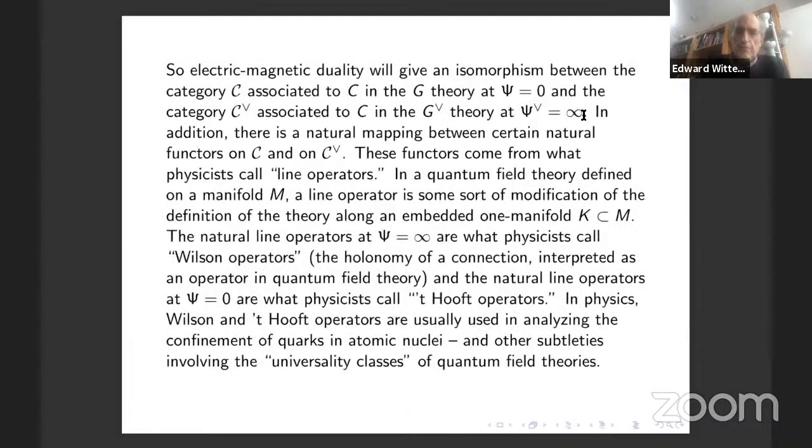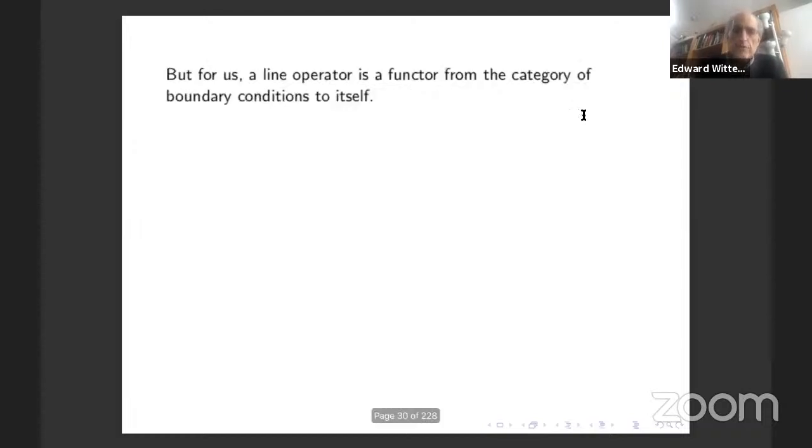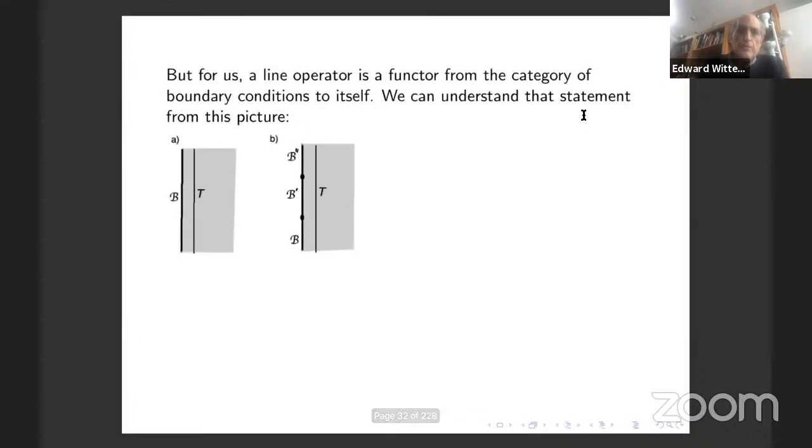In physics, these operators are usually studied to analyze questions like quark confinement in atomic nuclei and other questions about universality classes of quantum field theory. But for us today, a line operator is a functor from the category of boundary conditions to itself. And we can understand that statement from these pictures.